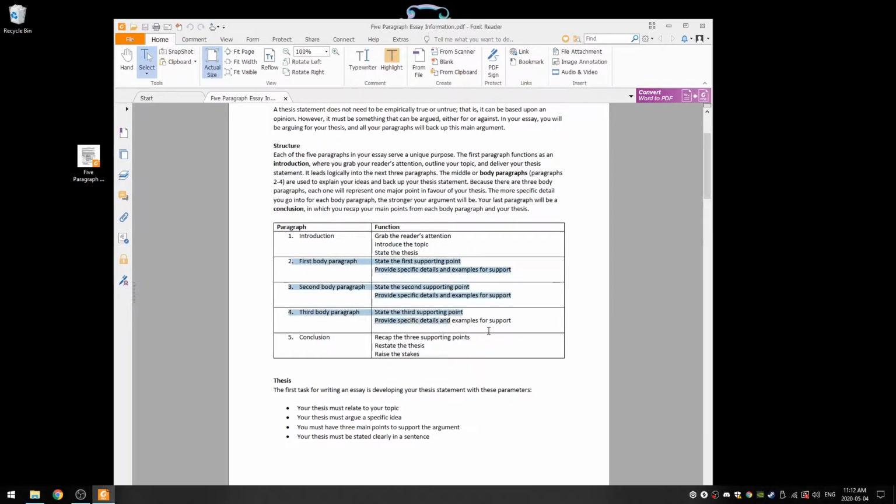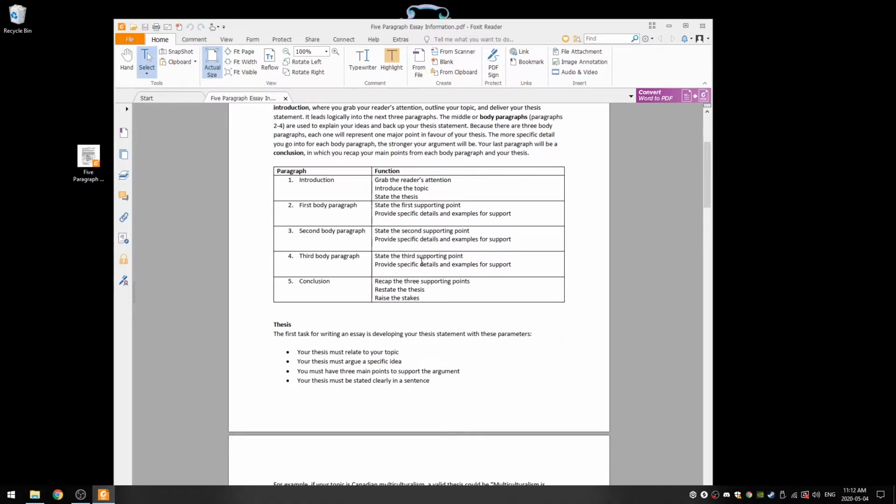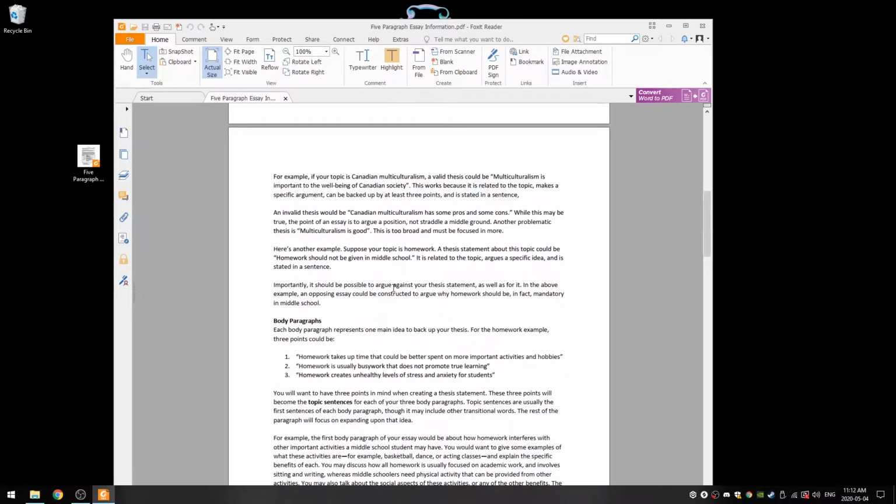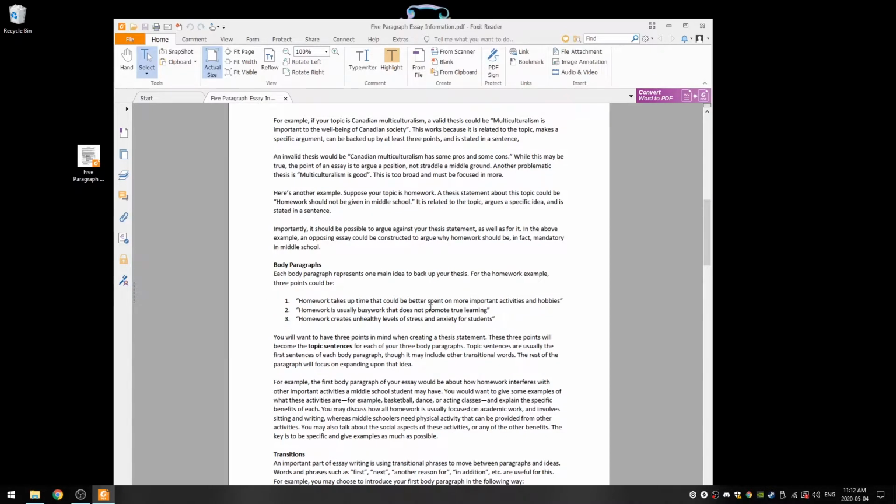The next 3 paragraphs kind of go together. They're called your body paragraphs, and they're used to advance 3 major points that will back up your thesis. So I'm just going to scroll down here. This is all available to you. Continuing on the homework example, homework takes up time that could be better spent on more important activities and hobbies. So that could be your first point. Your second point could be homework is usually busy work that does not promote true learning. And your third point could be homework creates unhealthy levels of stress and anxiety for students.